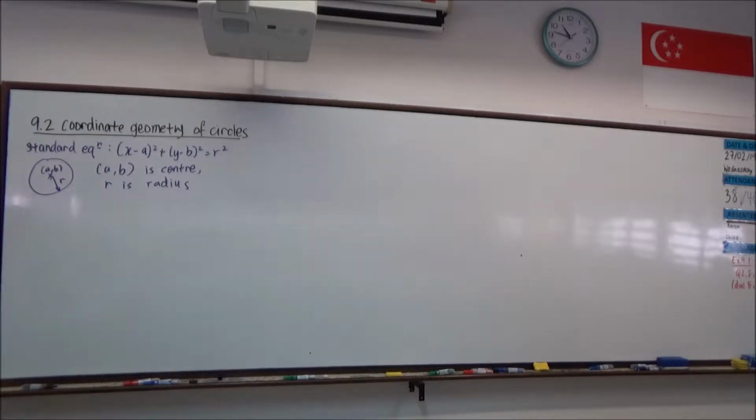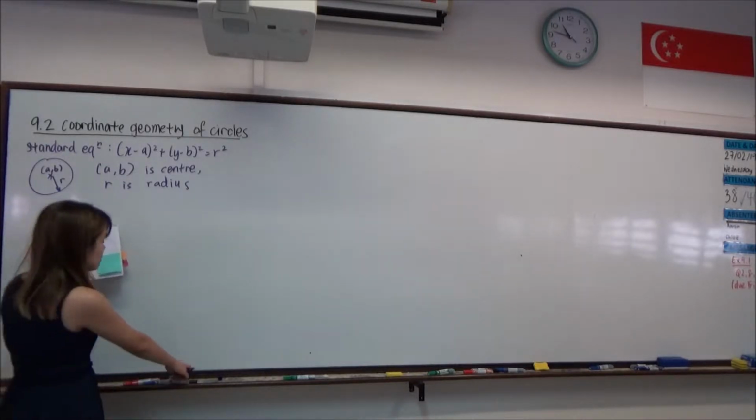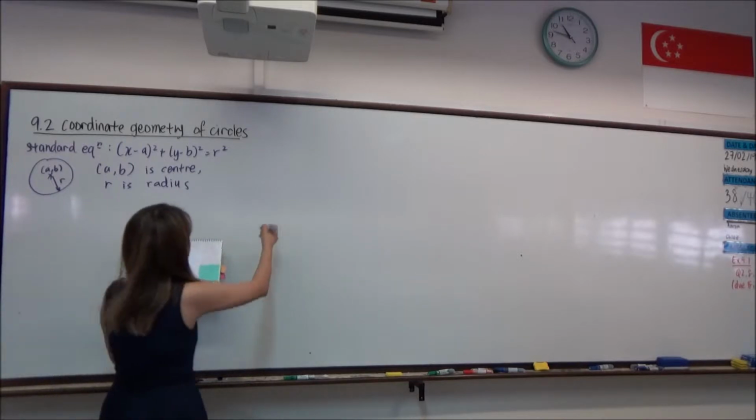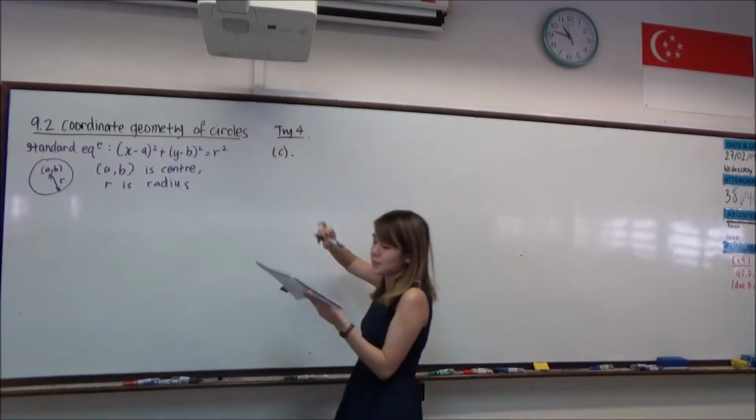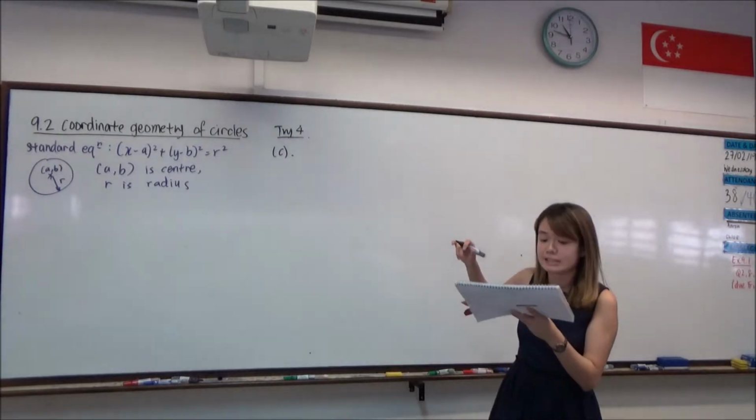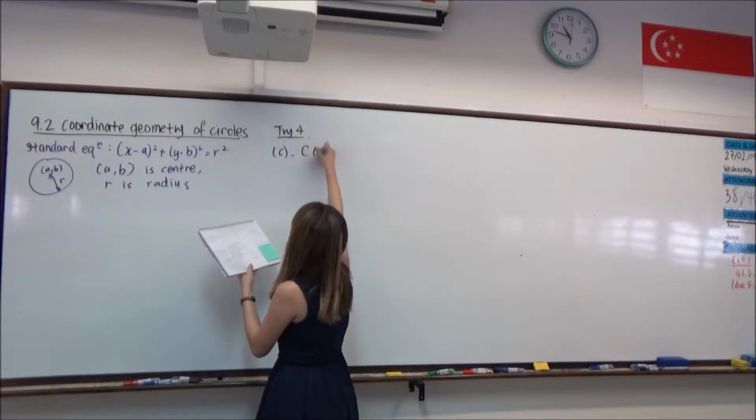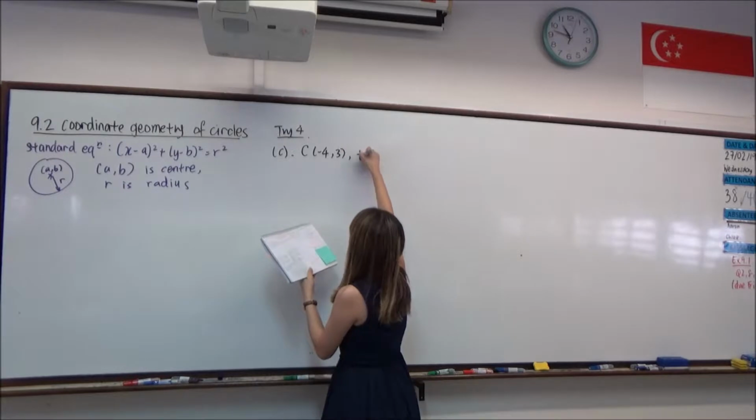Okay, so let's go back to coordinate geometry of circles. Last lesson we understood the standard equation for circles, where we know the center of the circle as well as the radius. We ended up with try 4. We have not yet completed try 4 part C, whereby the center is (-4, 3).